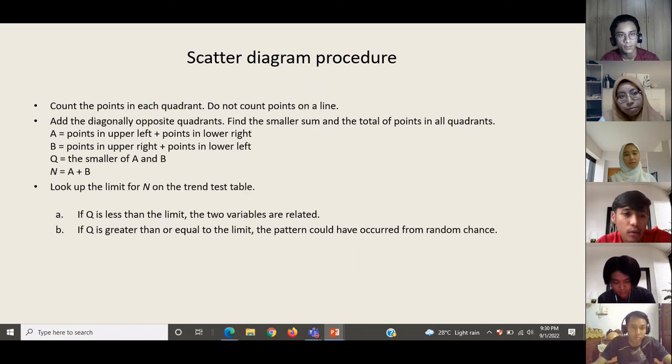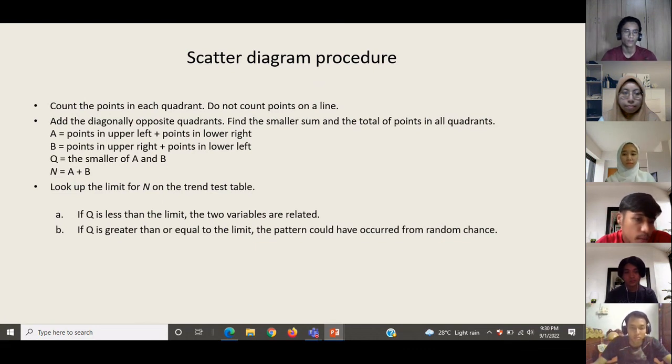Count the points in each quadrant. Do not count points on a line. Next, add the diagonally opposite quadrants. Find the smallest sum and the total number of points in all quadrants. A, points in upper left plus points in lower right. B, points in upper right plus points in lower left. Q is the smaller of A and B. Then N is equal to A plus B.